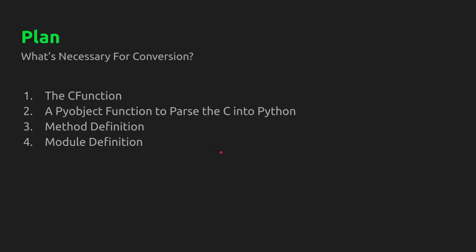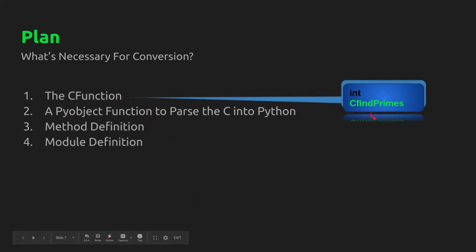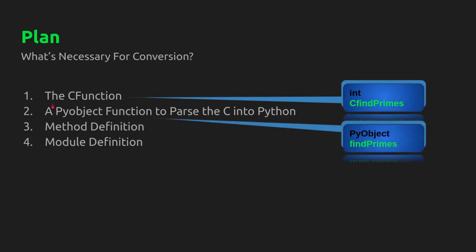So what's necessary for conversion? So you got this C function, right? We're going to call that C find primes. Why? Because a finding prime example is super easy to do. It's functional. It's 1 input, 1 output, or 1 input multi-output. They're integers. It's math. It's easy. We can do it. You're going to need a Pi object. So what does a Pi object do? It parses this C function into Python.